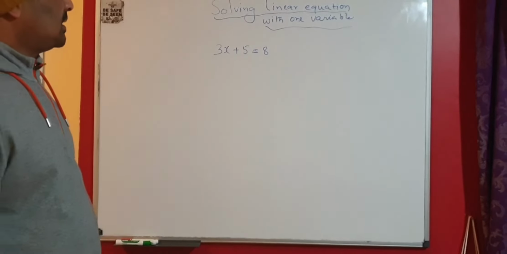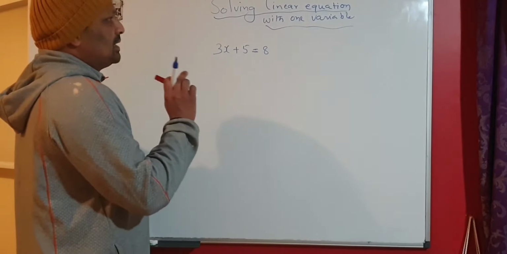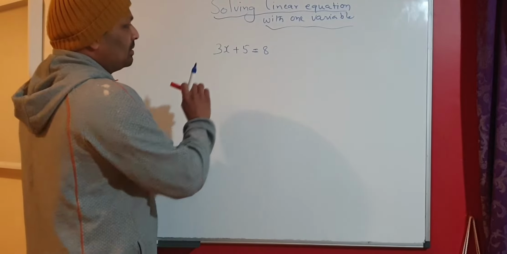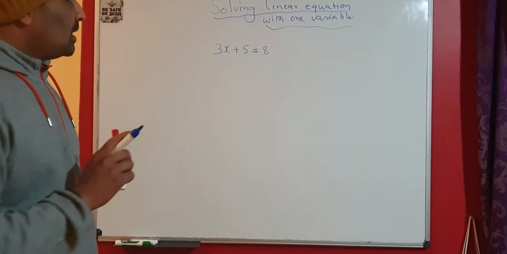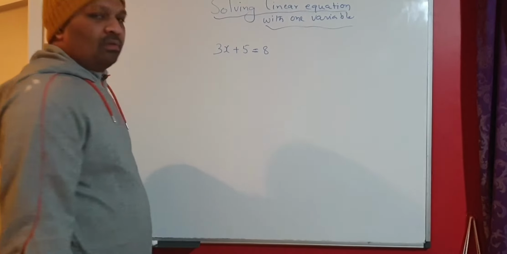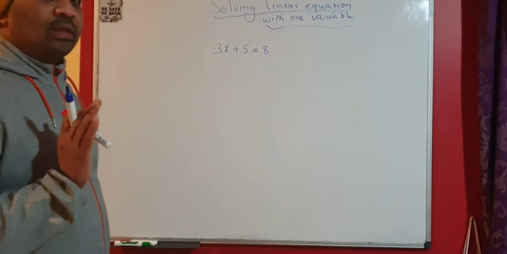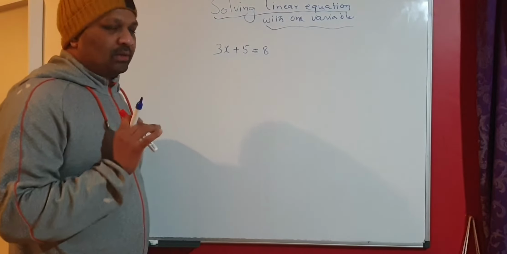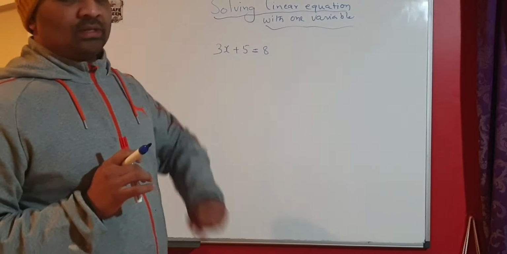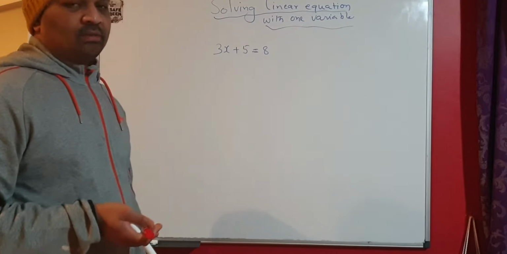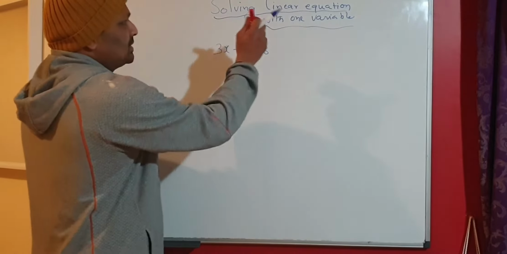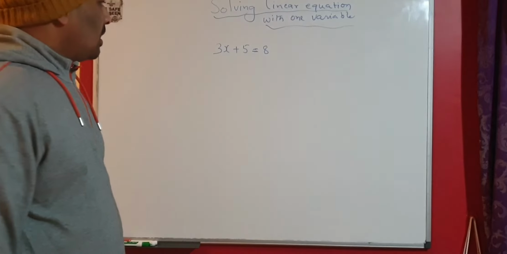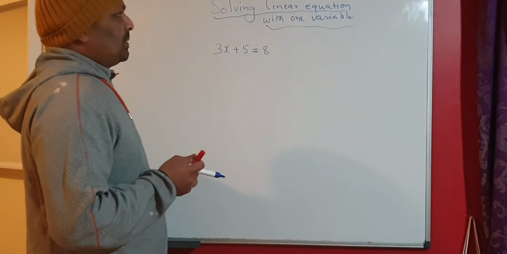So this is a basic linear equation. Why? Because the power of x is 1. The power of the unknown value should never exceed 1, it should always be 1. Then only we call it a linear equation. If it becomes x squared, then it becomes a quadratic equation. So if the power of x is 1, then it is a linear equation. So how do we solve it?